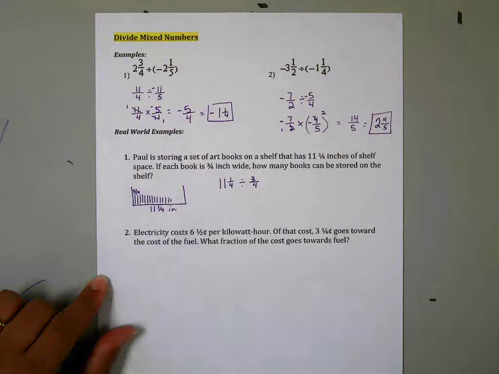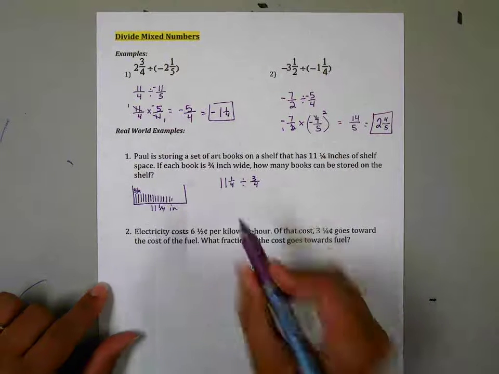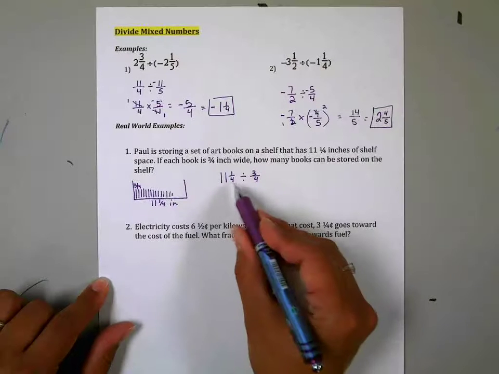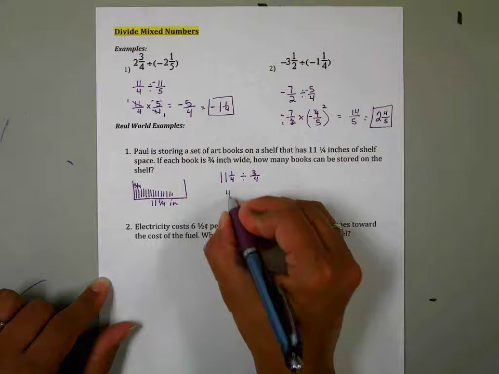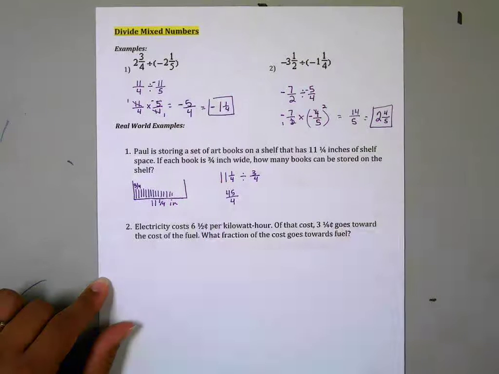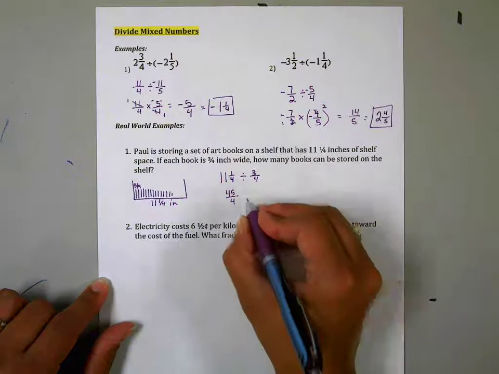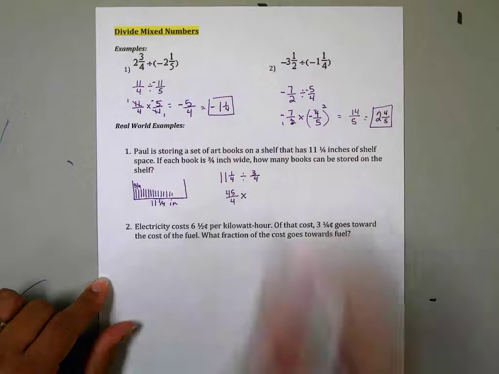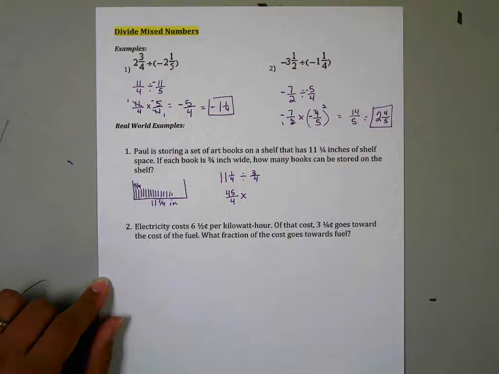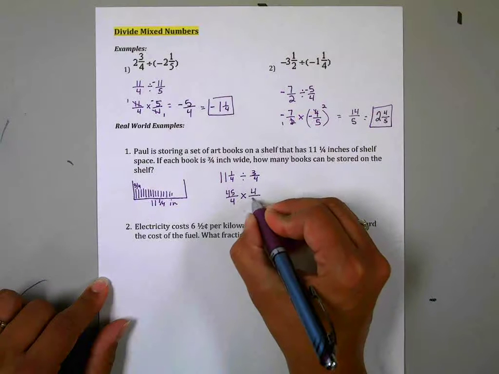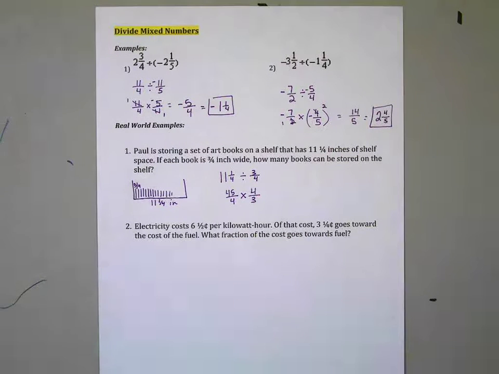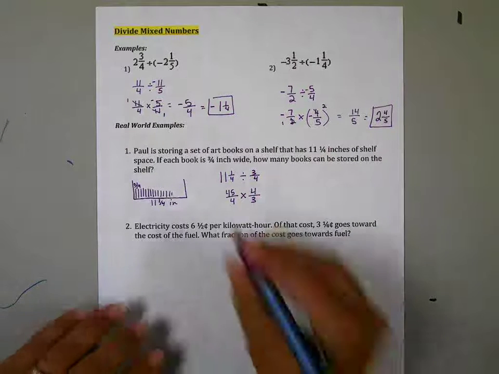So we're going to change to an improper fraction. So 4 times 11 is 44, plus 1 is 45/4. And then we're going to change the division to multiplication, and we're going to multiply by the reciprocal. Now we can reduce this. These are pretty big numbers. We want to make sure that we reduce these.